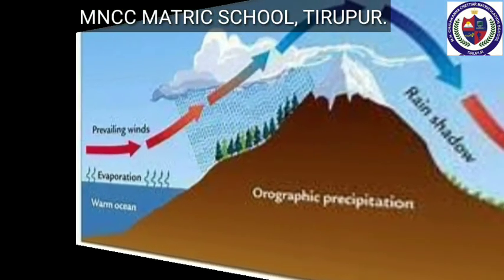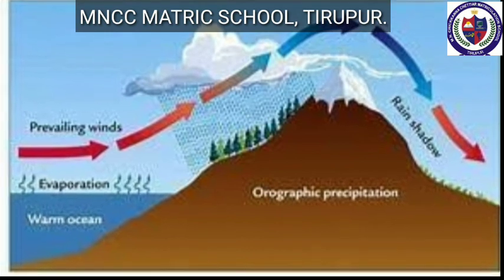Next, orographic rainfall or relief rainfall. Orographic rainfall, also called relief rainfall, is caused when air is forced to rise against a high mountain. The mountain barriers lying across the direction of airflow force the moisture-laden air to rise along the mountain slope. This results in the cooling of the air, which leads to the formation of clouds and rainfall.